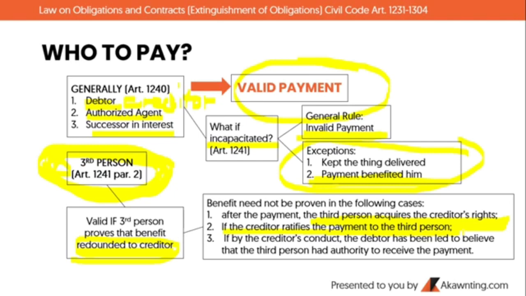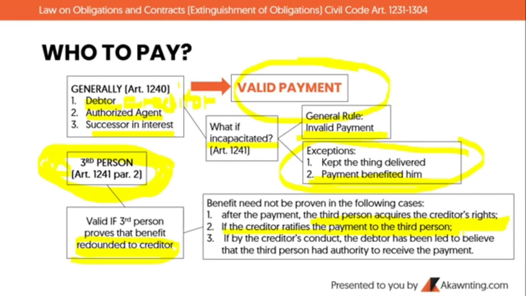Sa wakas, nag-reply na siya. So, nakausap mo si creditor, sabi mo sa kanya, creditor, binigay ko kay ganito yung utang ko. Okay, sige, kunin ko na lang sa kanya. So, at that moment, ni-ratify niya yung payment mo dun sa third person na yun. Ibig sabihin, at that very moment na sabi niya na okay lang, kukunin ko na lang sa kanya.